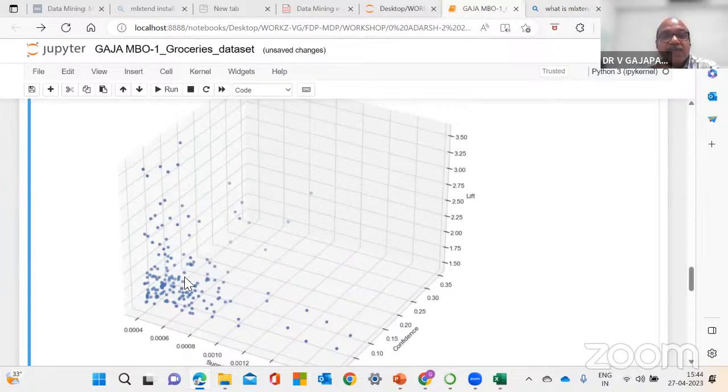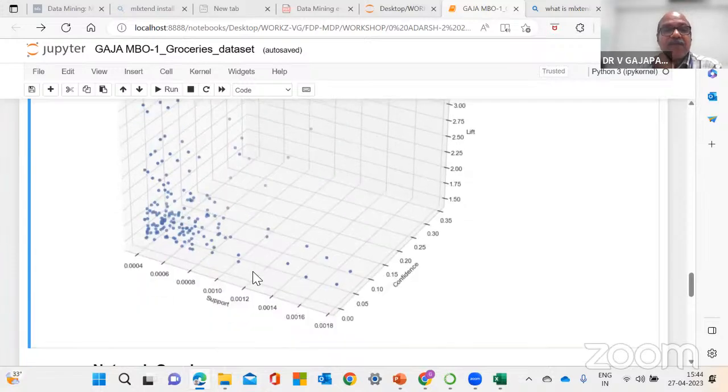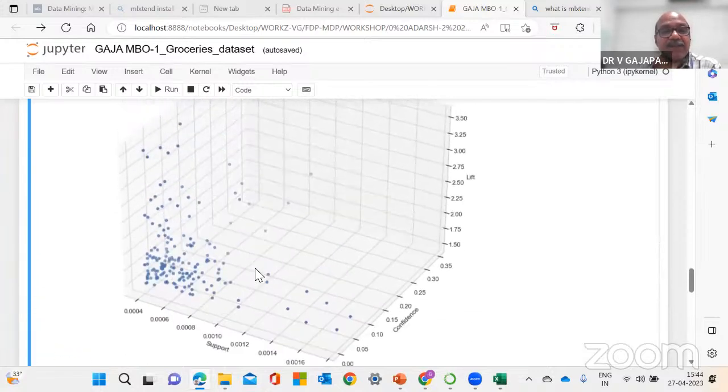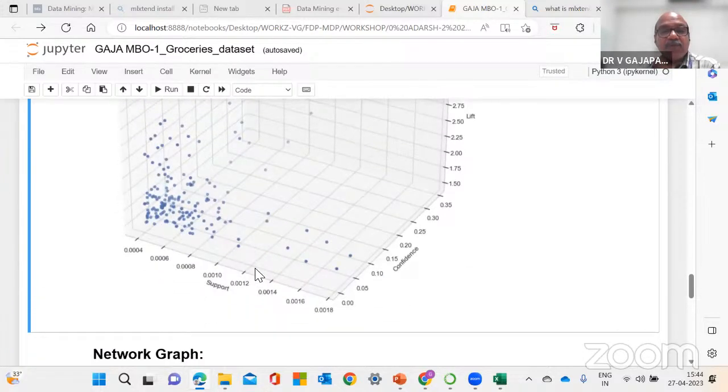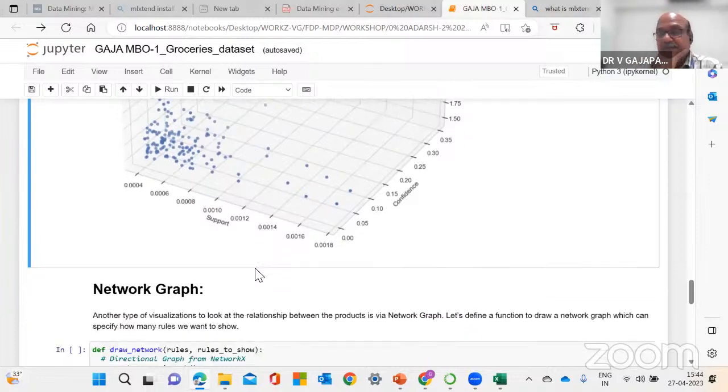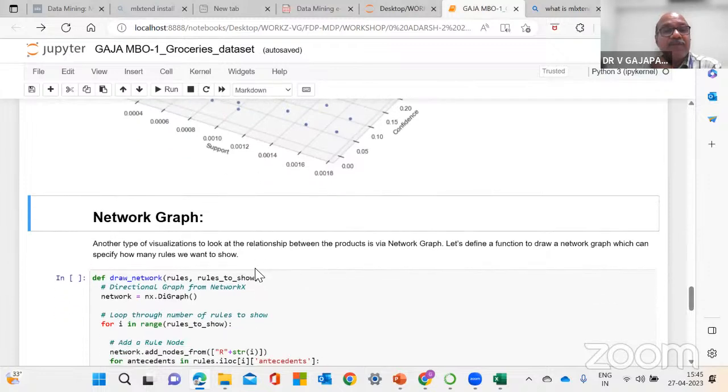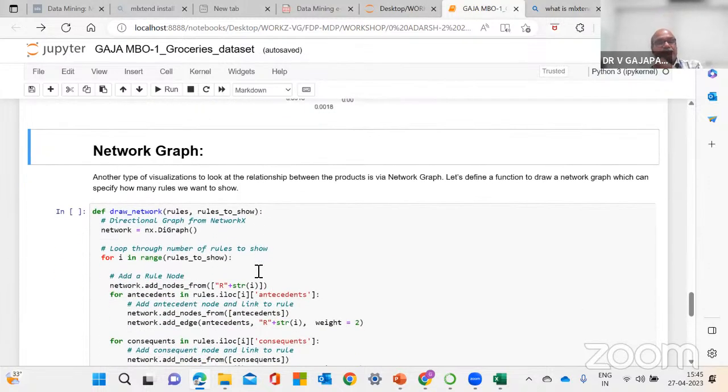But these are all staying. You have to have a 3D view. See, this is one wall, this is another wall, this is the ground. If it is so, what happens? These are all distances. You can see these are all the points that we have. You see now, this is the support confidence analysis we are having. Okay. Now we will be seeing the network graph.